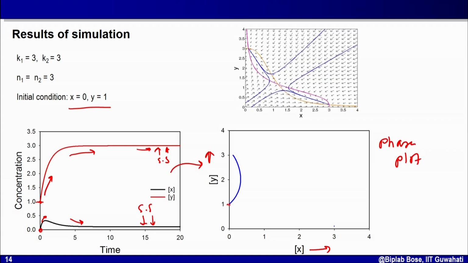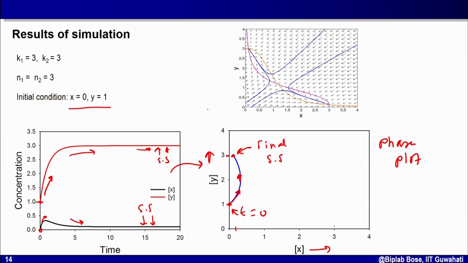So at t equal to 0, x is equal to 0 and y is equal to 1. As time progresses, y increases, x slightly increases, and then ultimately we reach a steady state where x is close to 0 and y is equal to 3. So this is the final steady state that we get.